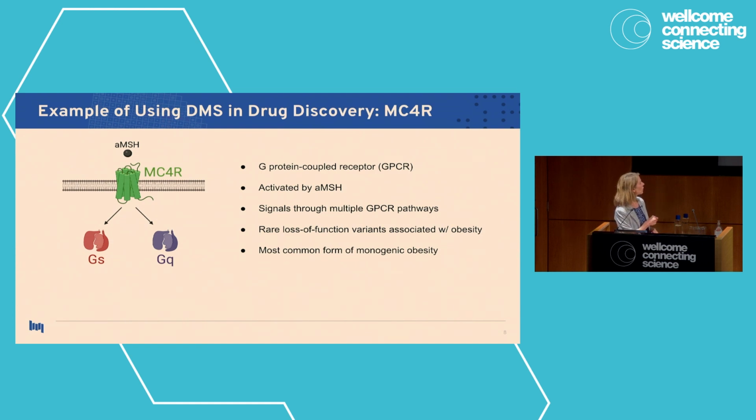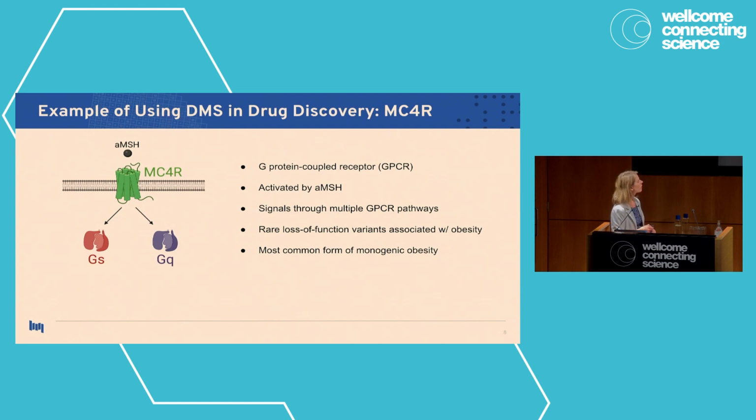This protein, which is shown up here in green, is a GPCR, or G-protein coupled receptor. It's localized in the membrane of the cell. It's activated by a small peptide called alpha MSH. And MC4R, when activated by this peptide, responds through a couple of different GPCR signaling pathways. For the purposes of this talk, I'm going to focus on two of them, which are termed the GS signaling pathway and the GQ signaling pathway. Rare loss of function variants in MC4R are associated with obesity and collectively actually form the most common monogenic form of obesity in humans.